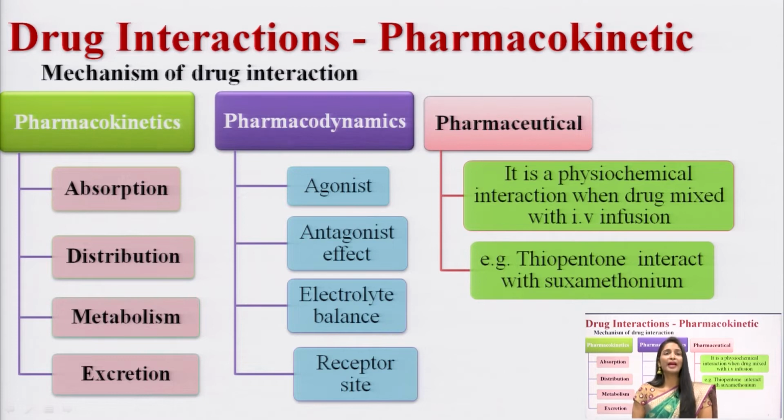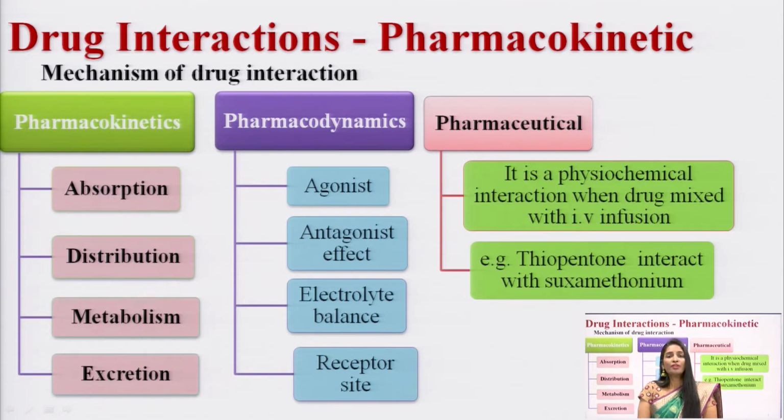Now we will see the mechanism of drug interaction. It has been categorized into three types: pharmacokinetic drug interaction, pharmacodynamic drug interaction, and finally pharmaceutical drug interaction. In pharmacokinetic drug interaction, you study absorption, distribution, metabolism and excretion. What are the drug interactions with absorption, distribution, metabolism and excretion, which you can shortly call ADME.